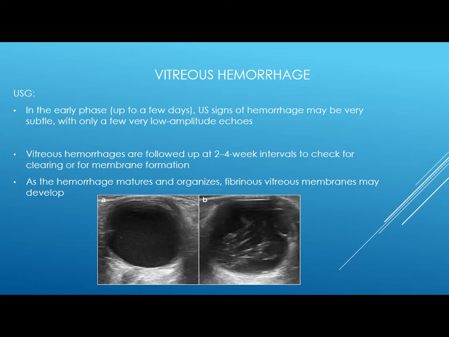But if this hemorrhage becomes mature and organized, a membrane will form, and this is a fibrinous vitreous membrane. This many times causes retinal detachment by pulling the retina.